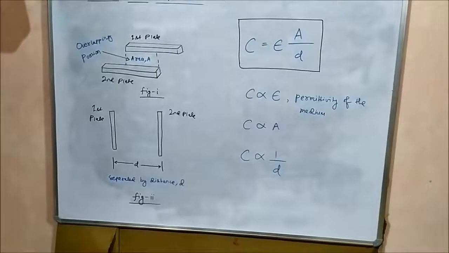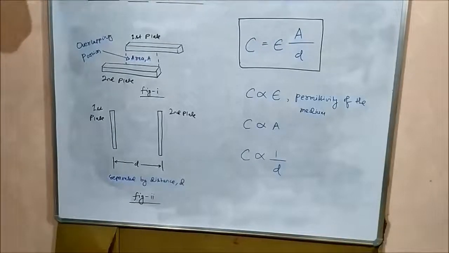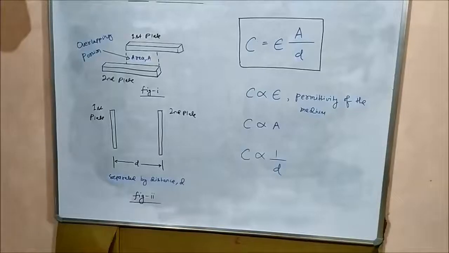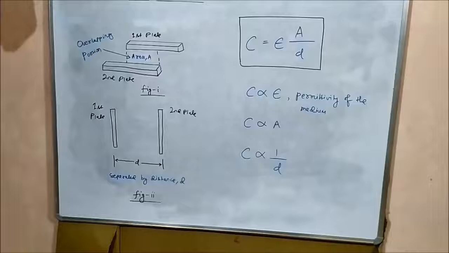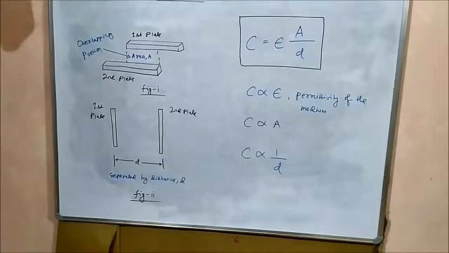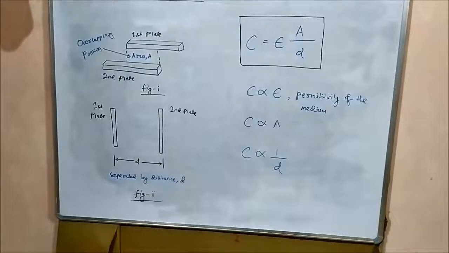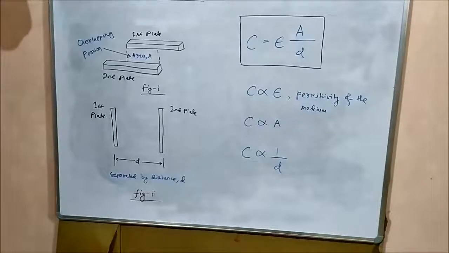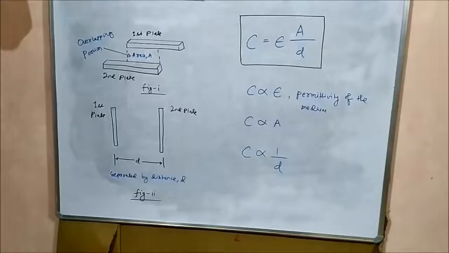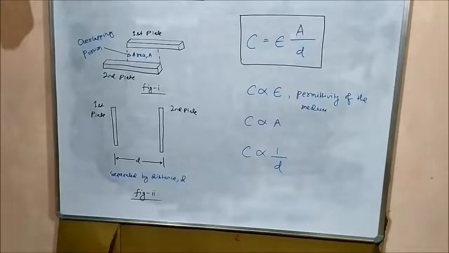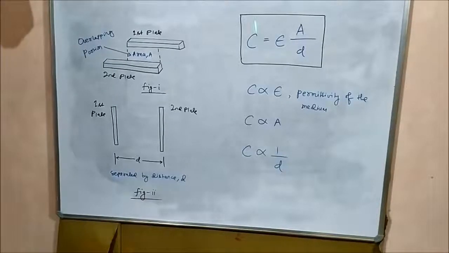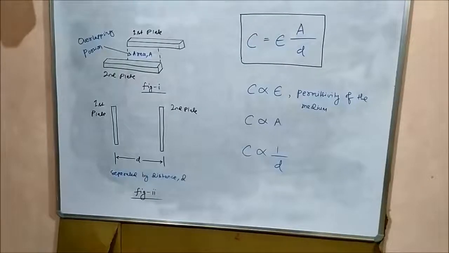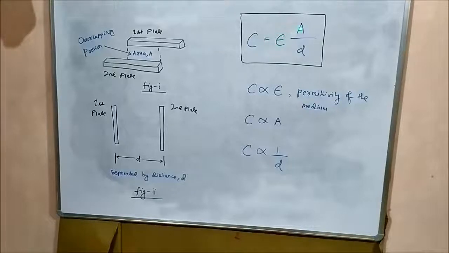Now that expression is used in circuit theory or network theory while analyzing electrical circuits. But in instrumentation, in industrial instrumentation for manufacturing of sensors and transducers utilizing the principle of capacitance, there is another possible expression of capacitance of the parallel plate capacitor, that is given by C is equal to epsilon A by d.